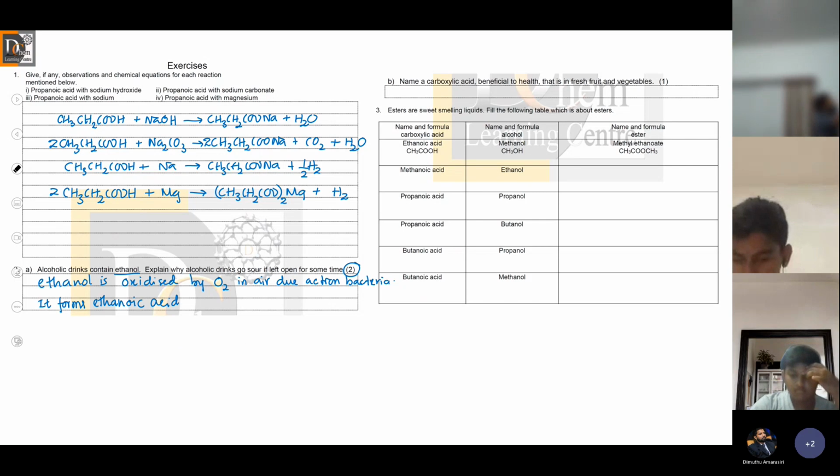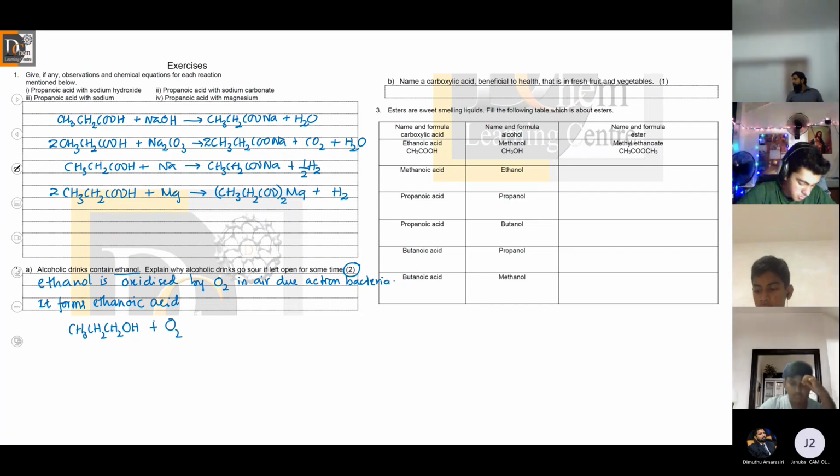Suppose they give you 3 marks, that means they are expecting you to write a chemical equation for ethanol. Children, this is the equation that gets confusing later. Normally we write oxygen for what reactions? Not oxidation, combustion. It's a very tricky question in the exam. This is oxidation but not combustion.